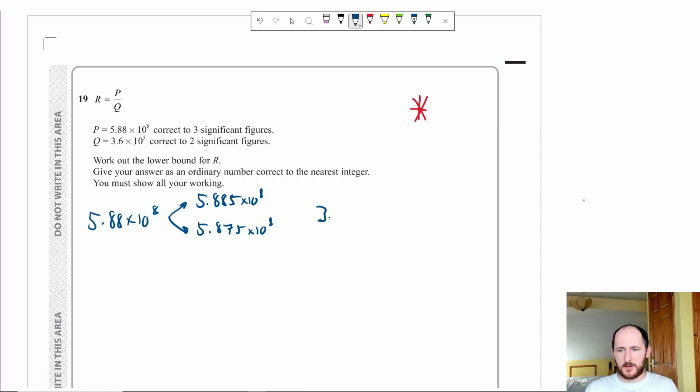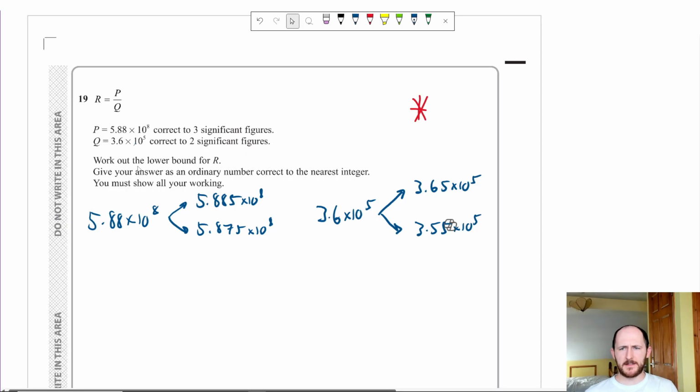Do the same thing with 3.6. So here we have the upper and lower bounds for both numbers. Again, just plonk a 5 on the end, 3.65 times 10 to the 5, then minus a 1 from it, so here it's 3.55. Not bad, right?